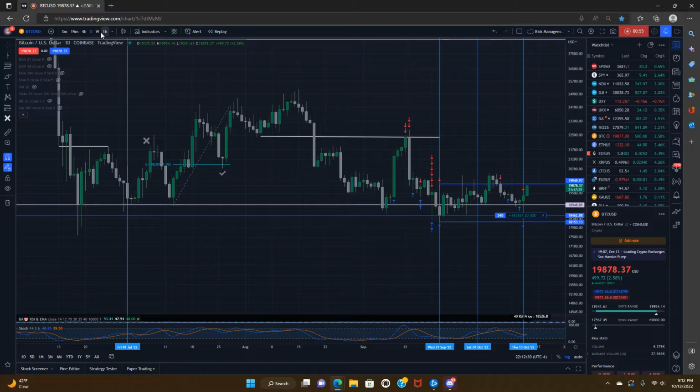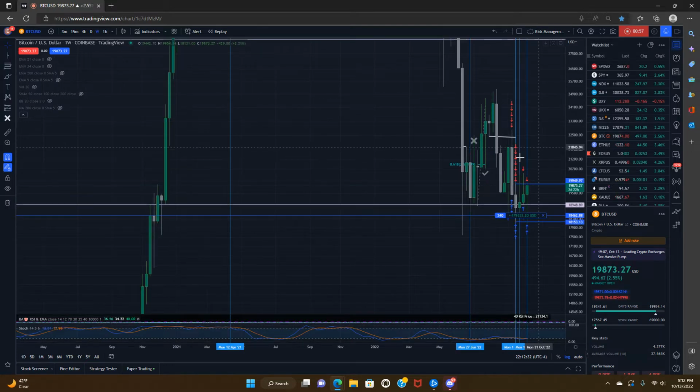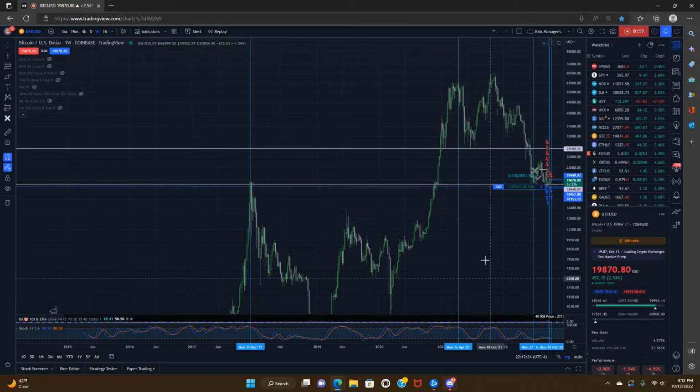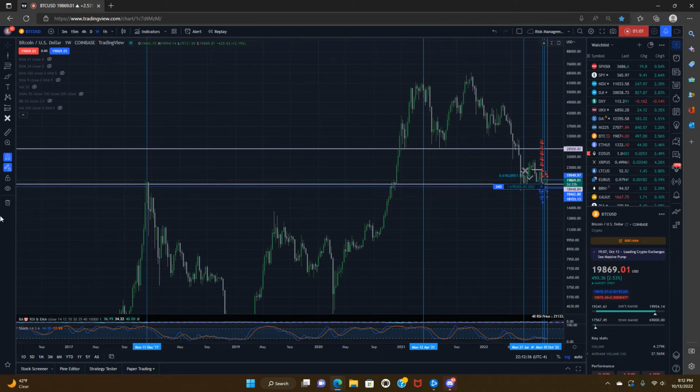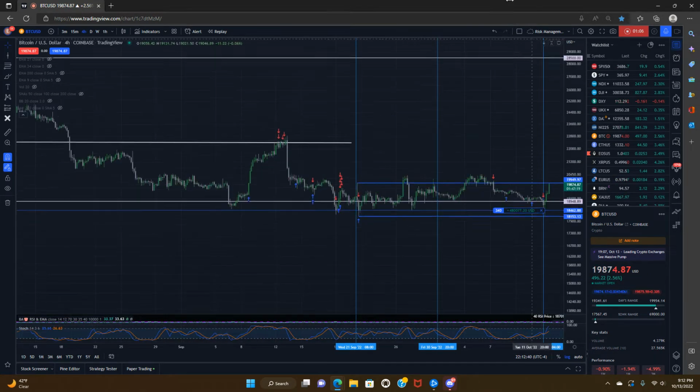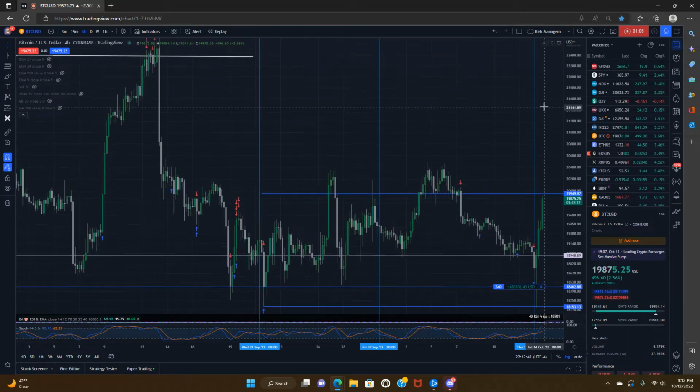If you guys aren't familiar with this, we'll just zoom out very quickly to the weekly. This level is your previous all-time high from right here. Now I'll go back to the 4-hour, to drill down to these levels.